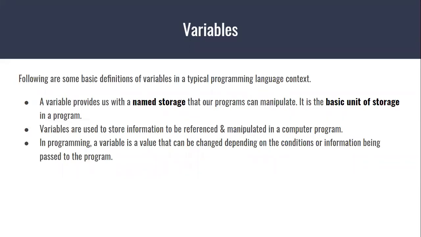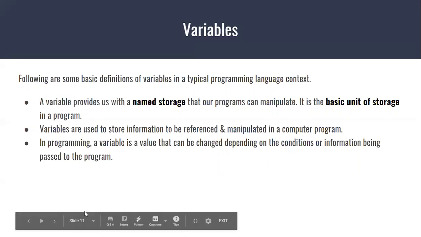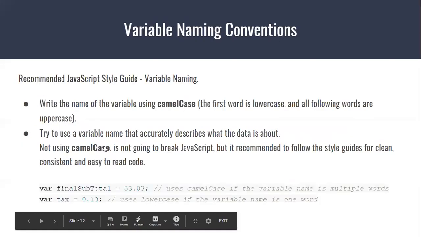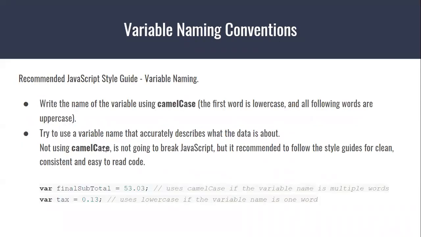In programming, a variable is a value that can be changed depending on the condition or information being passed to the program. So it can change, obviously, unless with more modern versions of JavaScript, we can mark it as read-only. So, naming conventions. The recommended JavaScript styling guide for variable naming is the concept of camel casing. Like a camel, the first word is lowercase, followed by words that are uppercase.